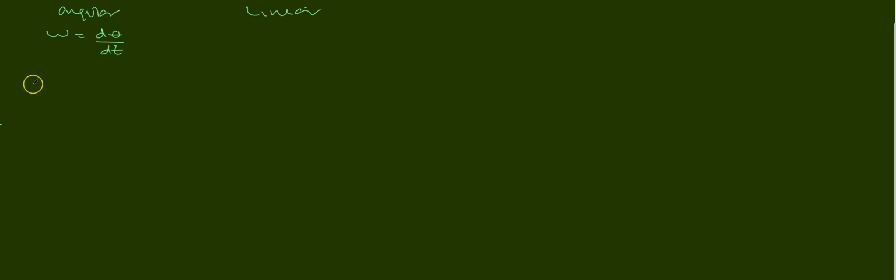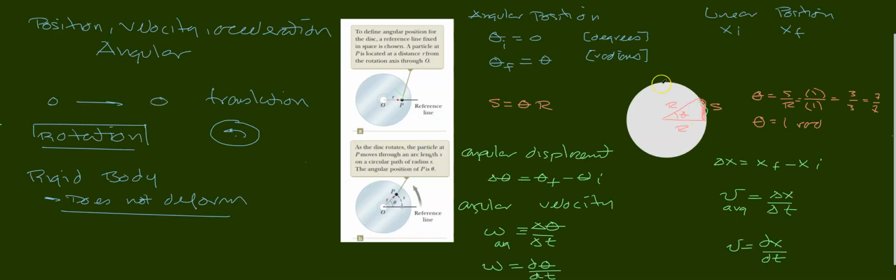We're going to leave it like that, as opposed to v, which is dx over dt. In the previous slide, the displacement is in meters, while the angular displacement here is in degrees or in radians.